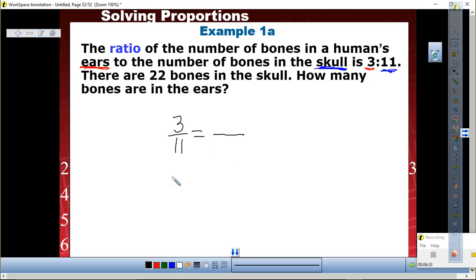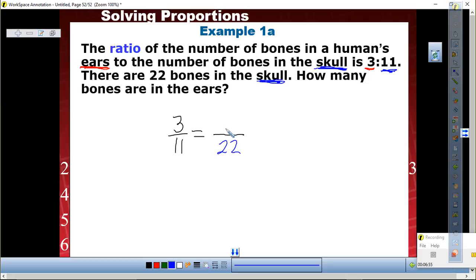So, let's read the information they give us. There are 22 bones in the skull. I'm going to underline that in blue. Therefore, the 22 corresponds to what? To the 3 or to the 11? To the 11. That means I'm going to write the 22 in the other fraction, on the denominator. And now in your noodle, you can actually get the answer.